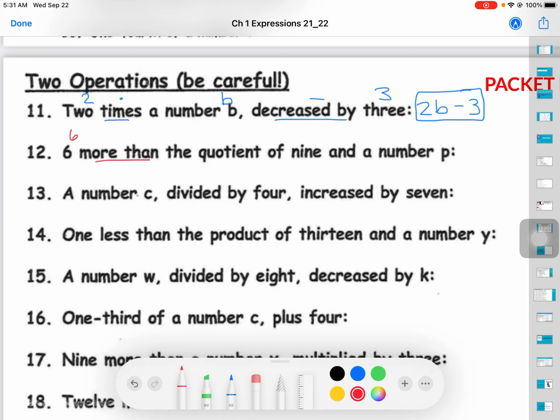6 more than. So remember, that means you're adding, but this then tells us the plus is going to go before it. This plus 6 is going to be at the end of the problem. Then I'm going to do 6 more. The quotient, so that means I'm dividing, of 9 and a number p. So the two things I'm finding the quotient of are 9 and p. So it'd be 9 divided by p and 6 more than that.